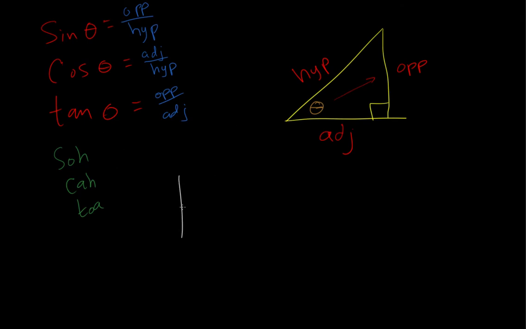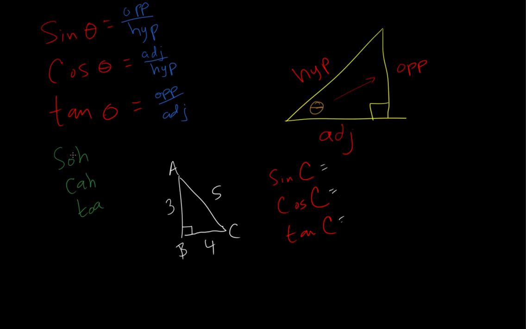Now, the first part of your homework is going to give you a right triangle. It's going to give you some side lengths, and it's going to call it A, B, C. And the directions are going to say, find the sine of angle C, the cosine of angle C, and the tangent of angle C. So all we're doing is using SohCahToa.